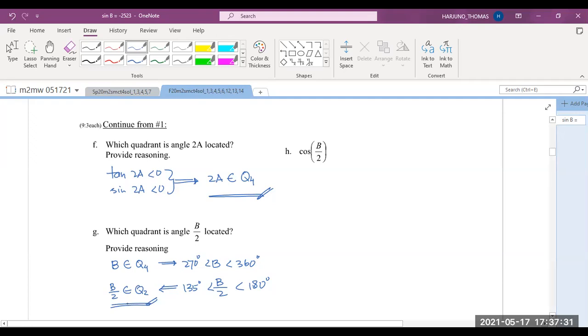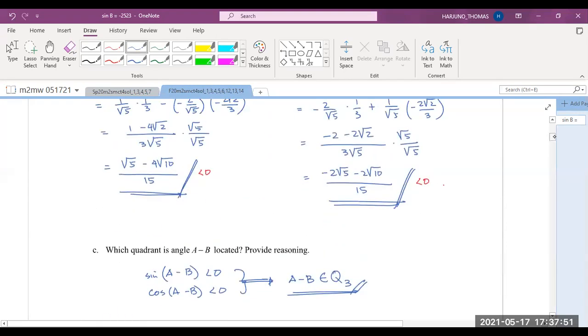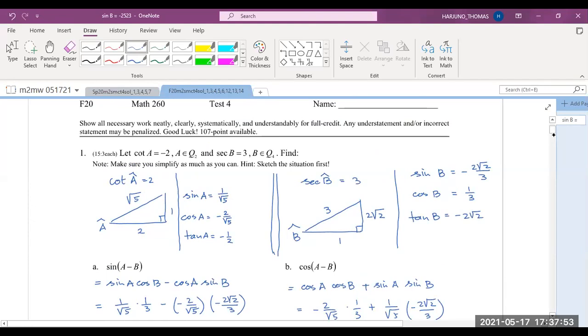So what is cosine of B over 2? Cosine of B over 2 in quadrant 2 is negative square root of (1 plus cosine B) over 2. What is cosine B? 1/3.